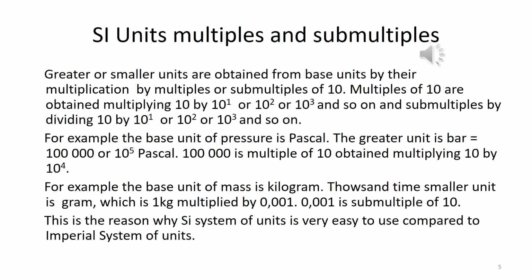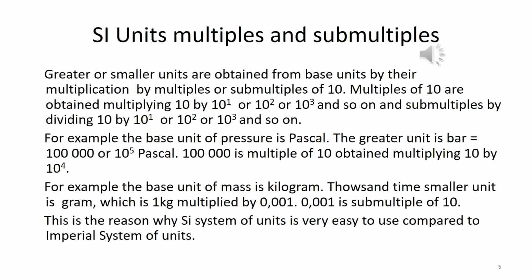For example, the base unit of pressure is Pascal. The greater unit is bar, equaling 100,000, or 10 on the power of 5 Pascal. 100,000 is multiple of 10, obtained multiplying 10 by 10 on the power of 4. For example, the base unit of mass is kilogram. 1,000 times smaller unit is gram, which is 1 kilogram multiplied by 0,001, and 0,001 is submultiple of 10.